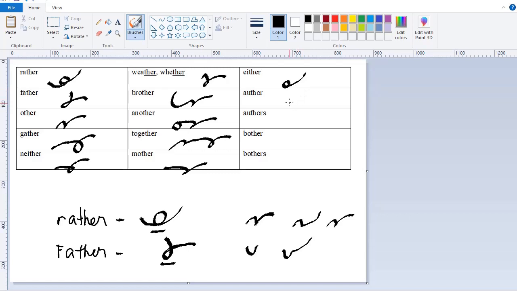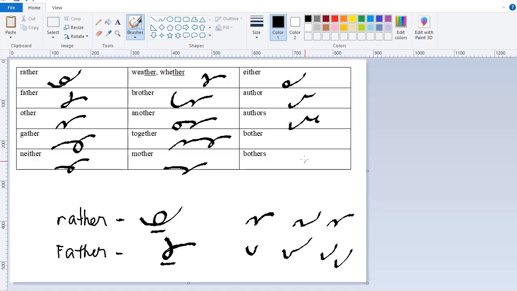Next, we have author. So, we have O-N-T. And then, it's oath pala. Author pala. We have the upward hook. And then, we have the TH. And then, we have the R. Author. As I've said a while ago, di ba, ayan. So, idiretso nyo na. Diretso na. Ganyan. Okay? Next, we have authors. So, we have authors. Ayan.